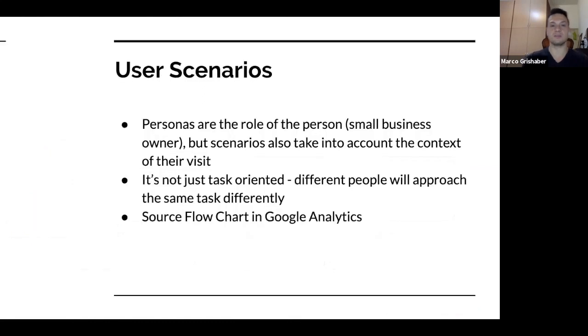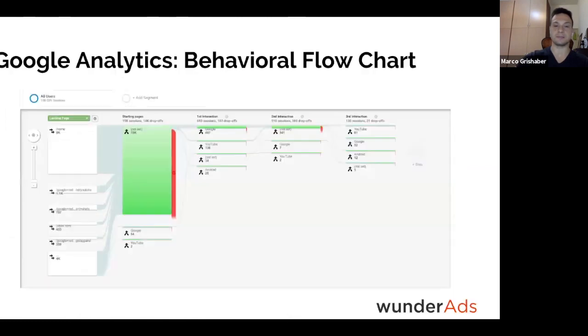So when we look at user scenarios, we want to understand not only the personas. They also take into account the context of their visits, so the whole user flow. It's not only task oriented, because different people will approach the same task differently. And here's a flow chart of Google Analytics, so you can analyze their consumer behavior.